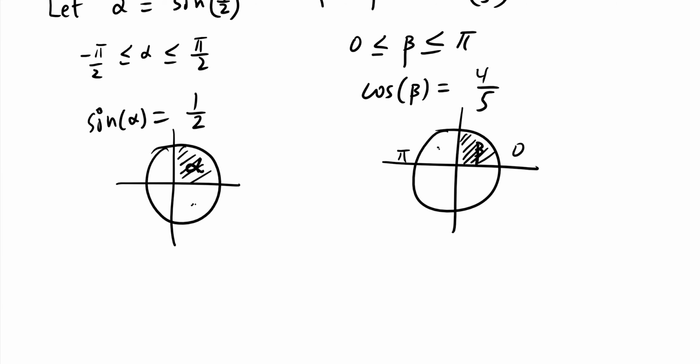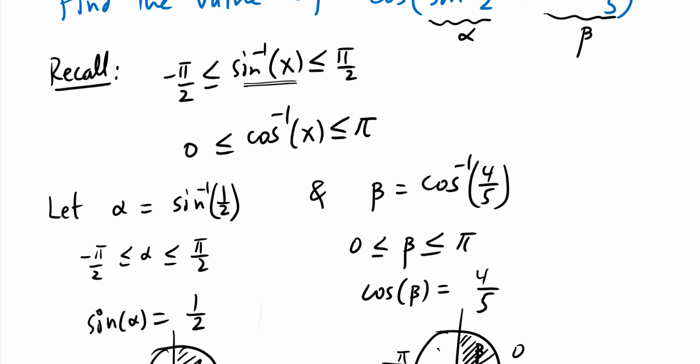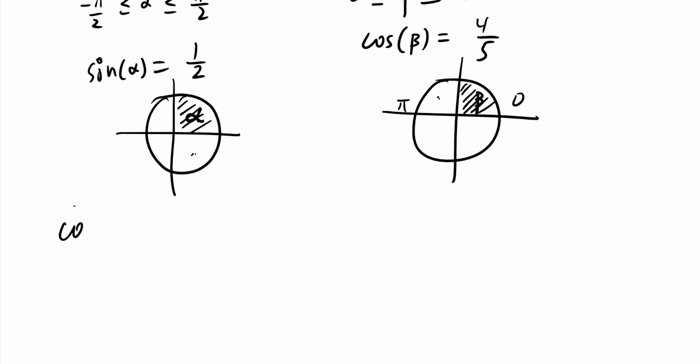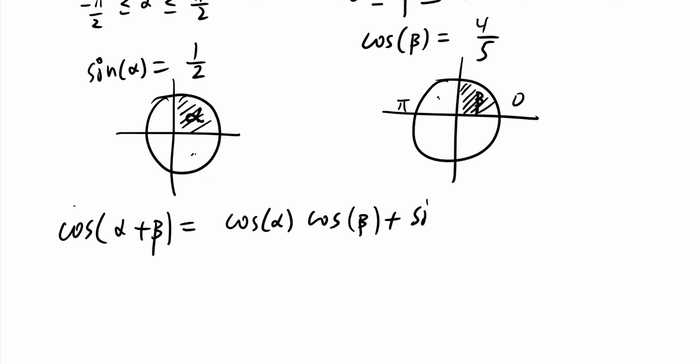And back to what I'm trying to find. I'm trying to find cosine of alpha plus beta. So I need cosine alpha plus beta. We can write the formula down. Cosine alpha cosine beta, and then, oh no, not plus, we switch to minus: sine alpha sine beta.